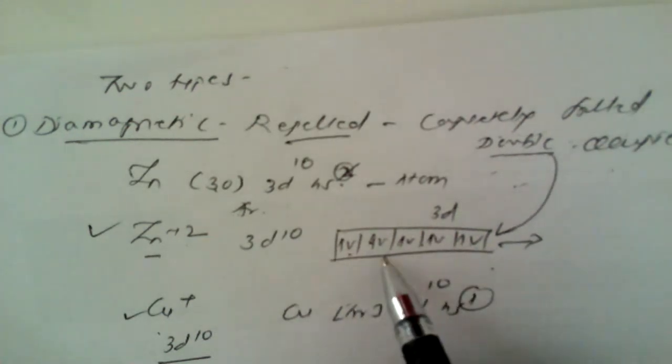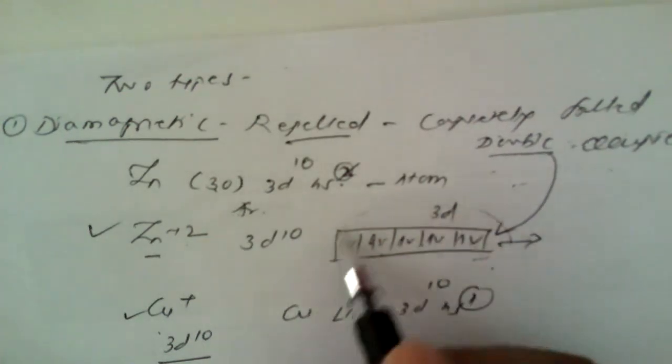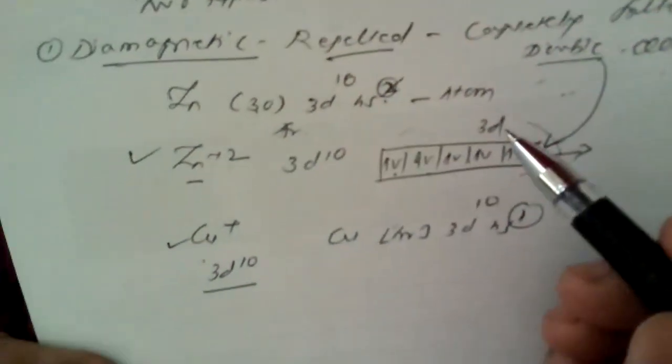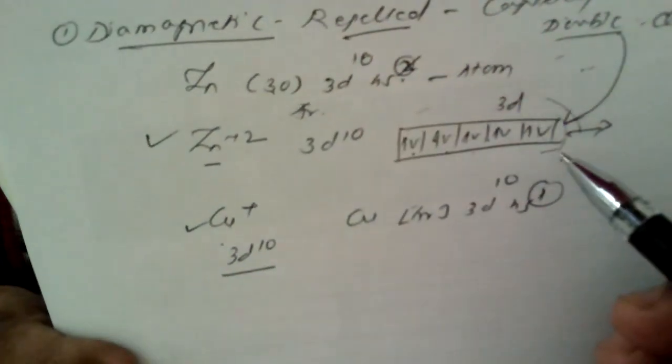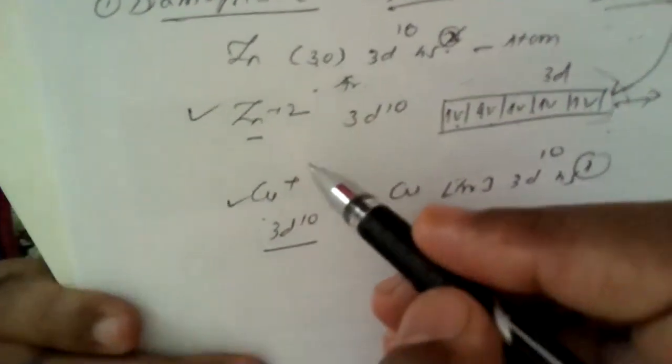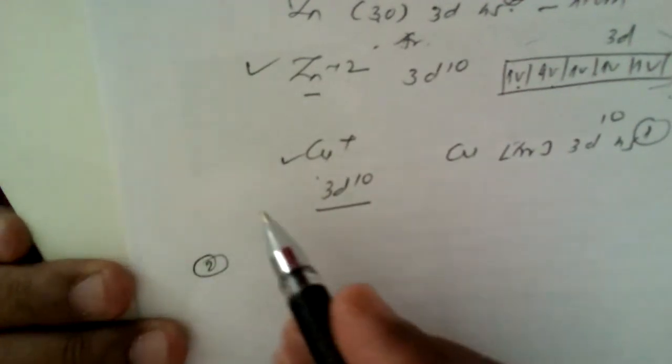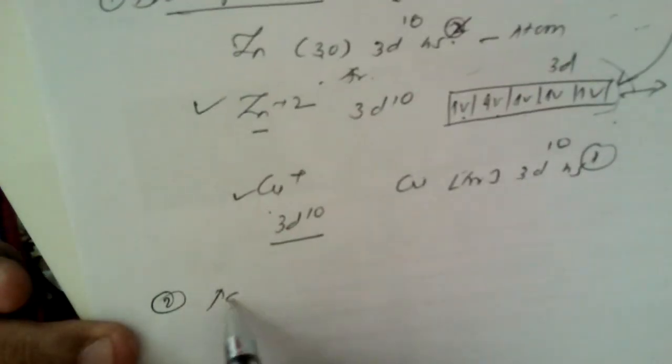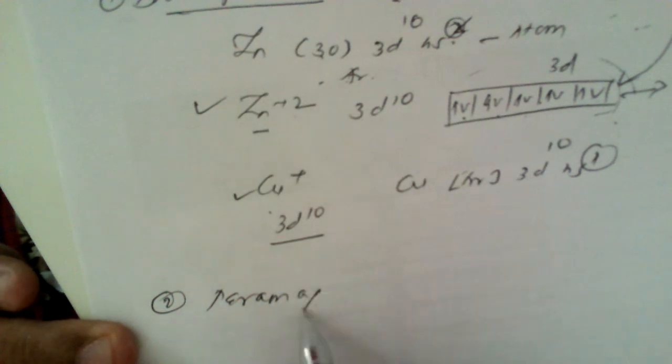So here 2 electrons are there. This situation is known as double occupancy of electrons. Under such circumstances, the elements or the corresponding atoms or ions are diamagnetic in nature. Consider the second type of magnetism, that is known as paramagnetism.